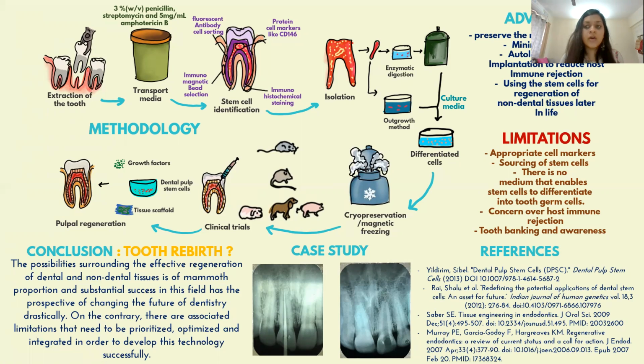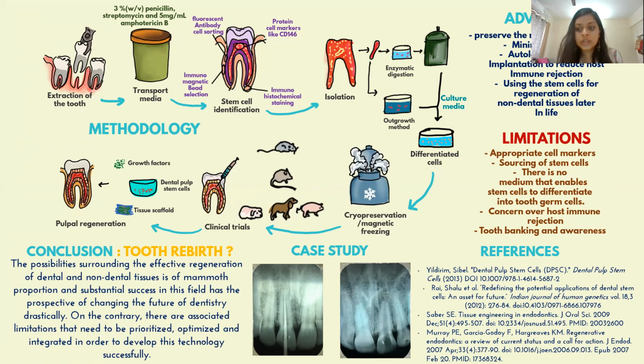The advantages are they preserve the natural tooth structure. They are minimally invasive. When autologous stem cells are used for implantation, they reduce host immune cell rejection. Using the stem cells for regeneration of future non-dental tissue can also be done. And these advantages have a great prospect of using this technique in the future.